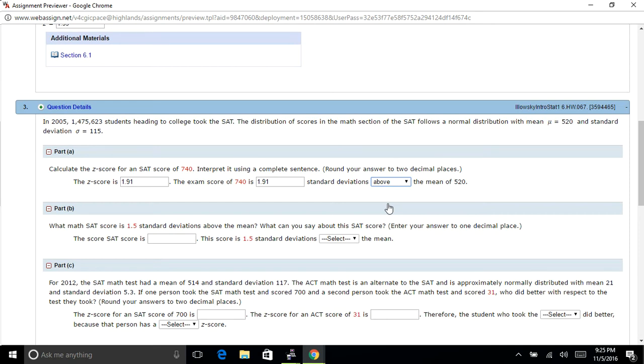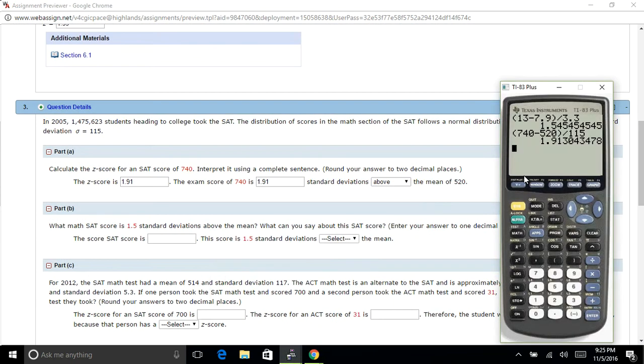What math score is 1.5 standard deviations above the mean? All right, well, that one's a little bit trickier. What I'm doing now is I'm given the 1.5 and I have to solve for the actual SAT score. So you have to think about how you would do this one, because it's kind of different than anything else we've been doing, because we're having to solve it backwards. So let's think about what we want to do.